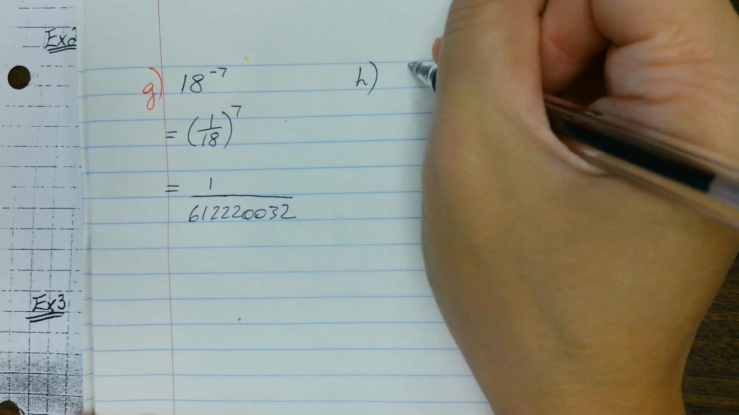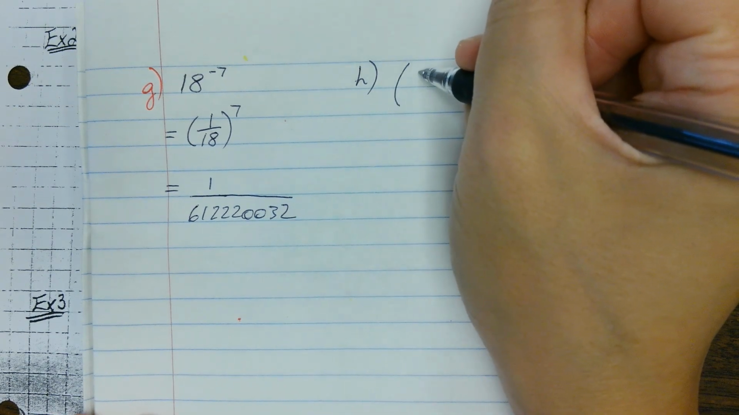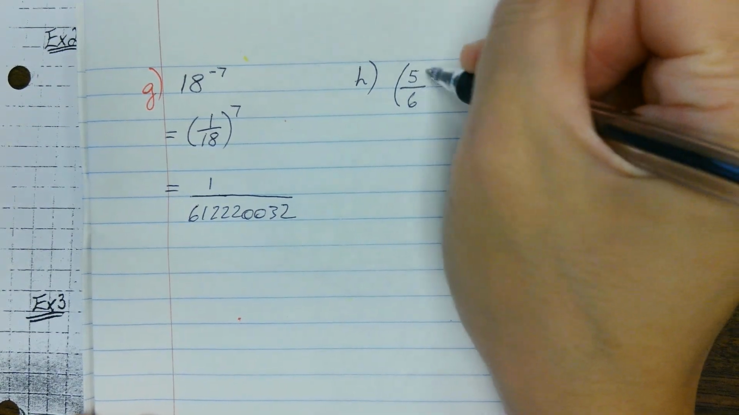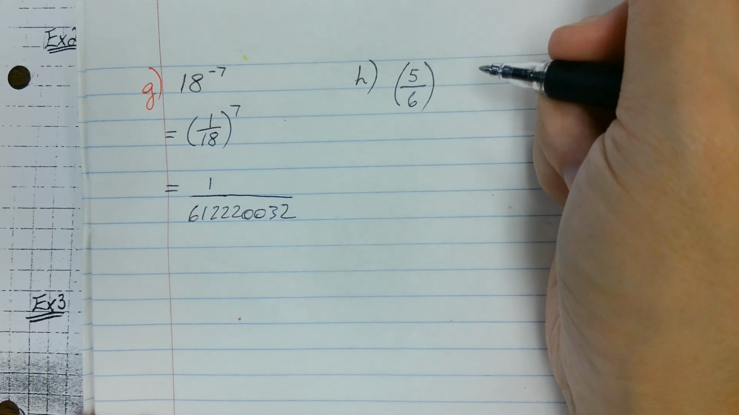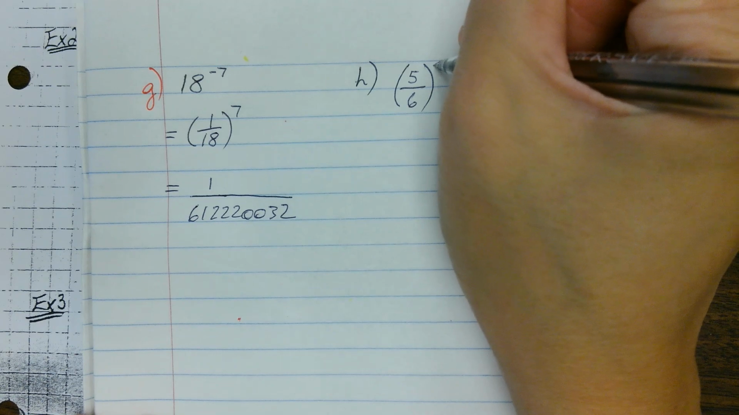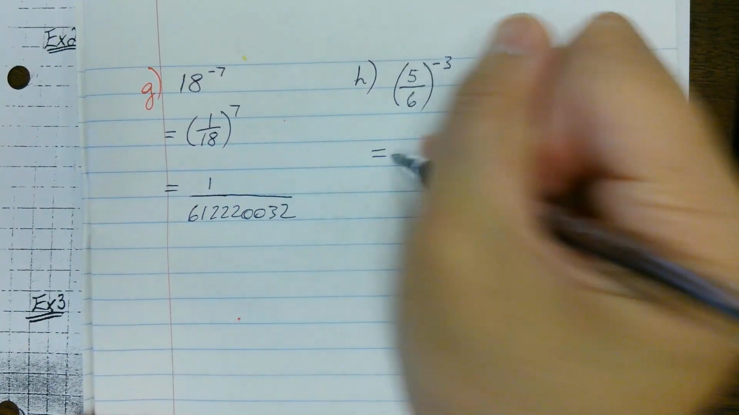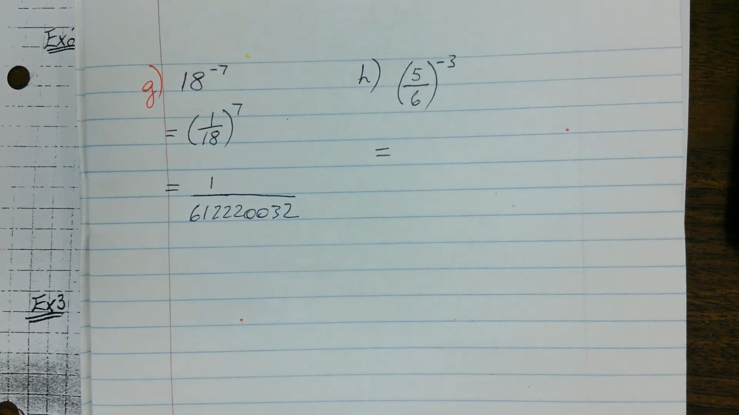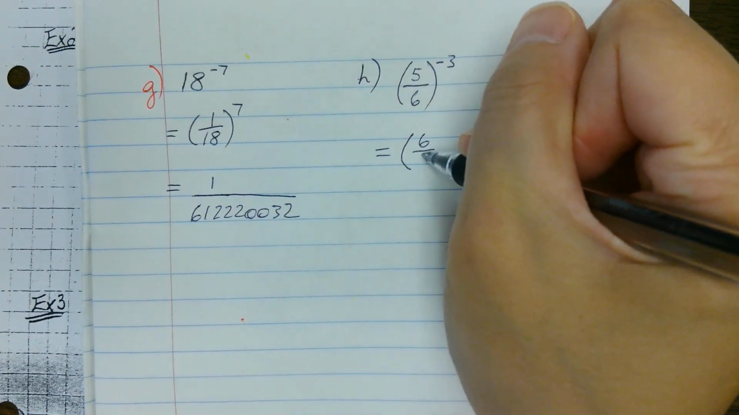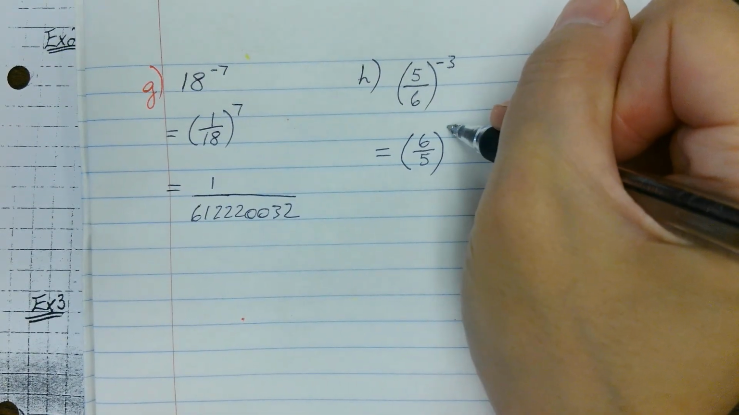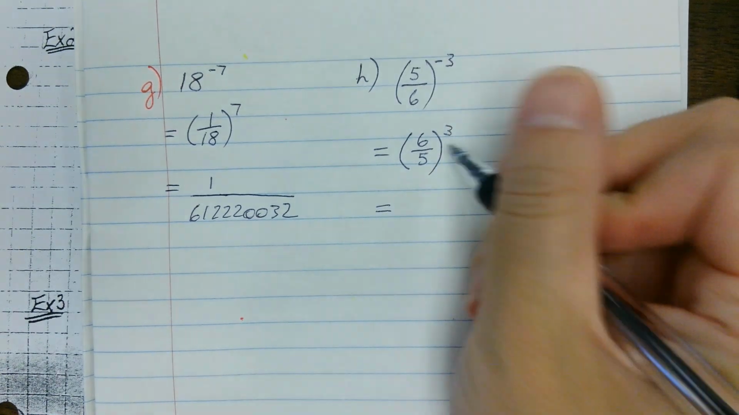Michaela, give me a fraction. 5 over 6. Okay. And Jennifer, can you give me a negative number? -3. Good. Okay, so what's my base here? 5 over 6. So when we flip it, 6 over 5, and my exponent? 3. Good. So 6 cubed.